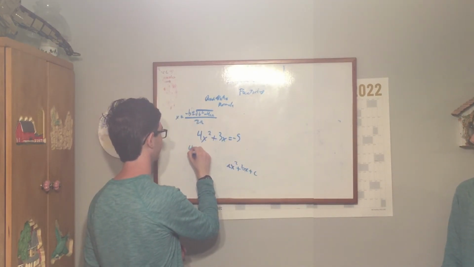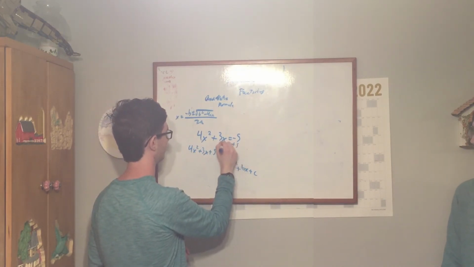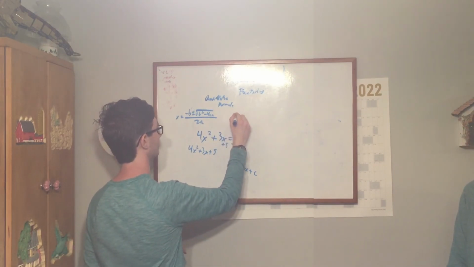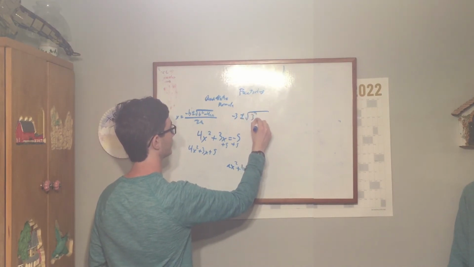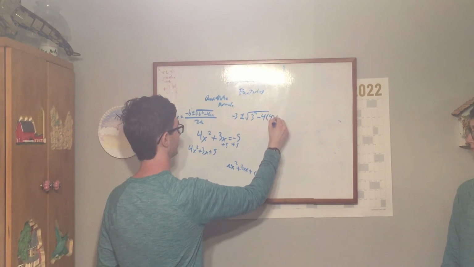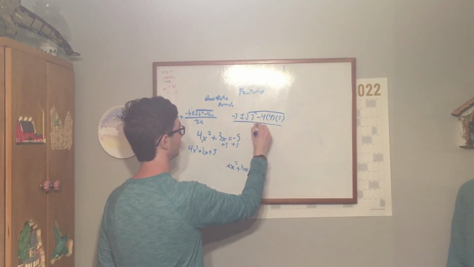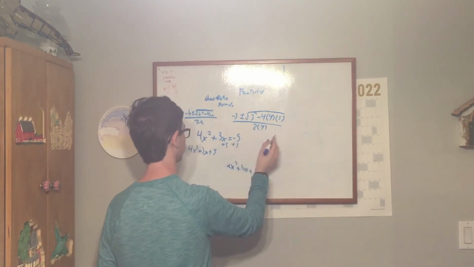So you have this plus 5, and you just plug it in. So you have negative b, so negative 3, plus or minus the square root of 3 squared minus 4 times a, which is 4, times c, which is 5, over 2 times 4.